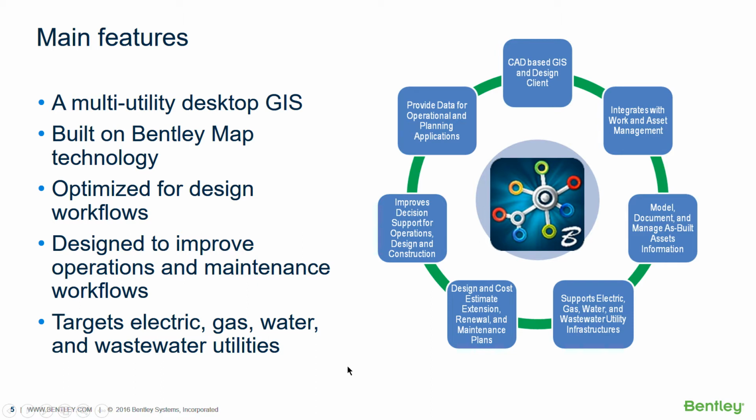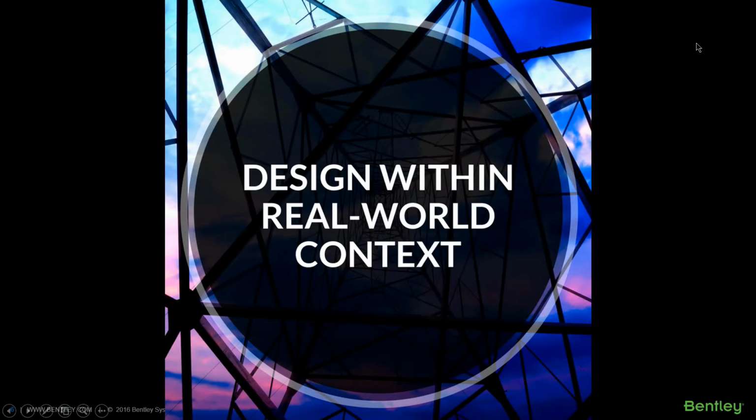The main feature of Open Utilities is that it's a multi-utility desktop GIS, and it's built on top of Bentley Map technology. We have optimized it for a variety of different design workflows, whether you're doing gas, water, wastewater, or electric. Primarily, we see a lot of electric use here. What's really critical about Open Utilities is that it helps to design a process which improves operation and maintenance workflows as well. Now, this is kind of the basis for our discussion today. Open Utilities really is where you do a lot of design work, and MicroStation comes in and helps us with that last mile of work.